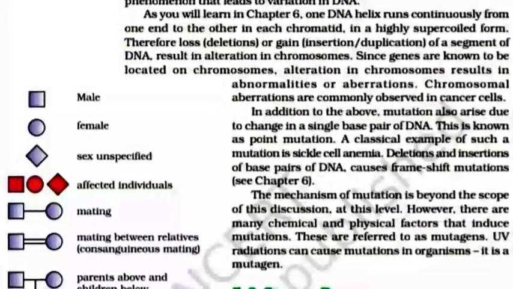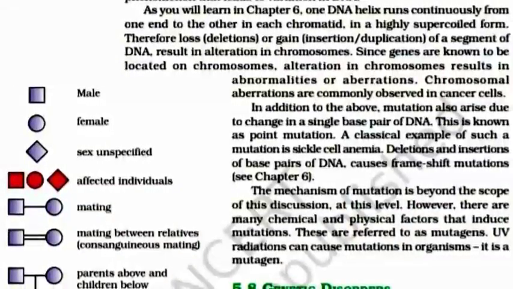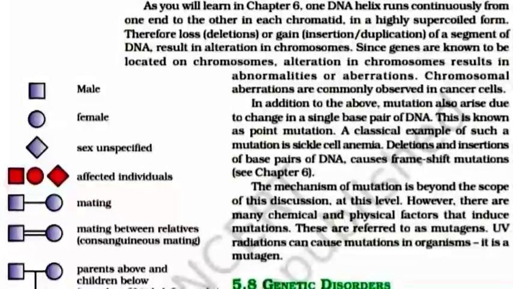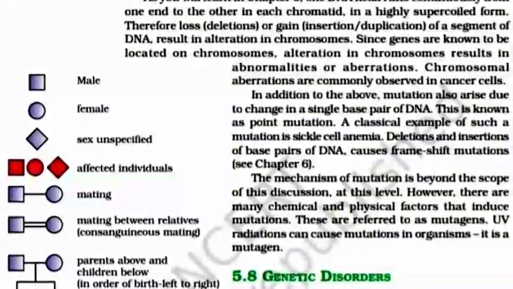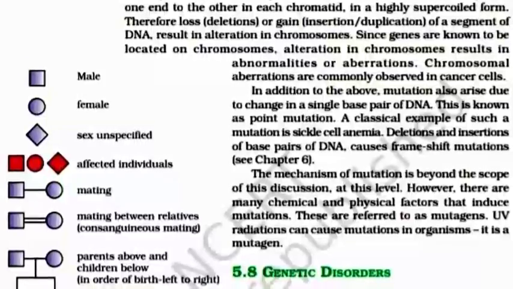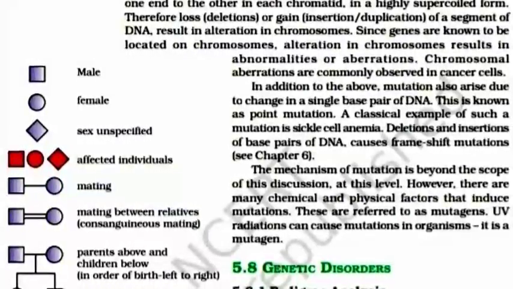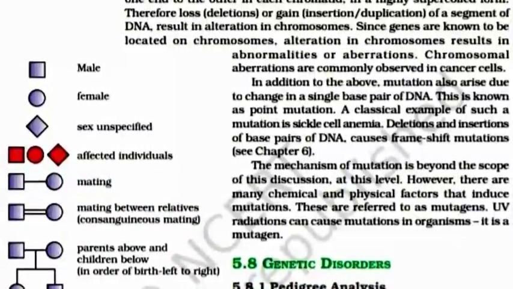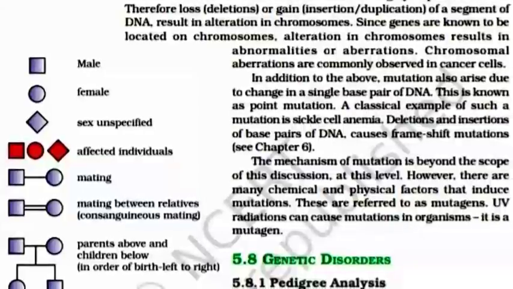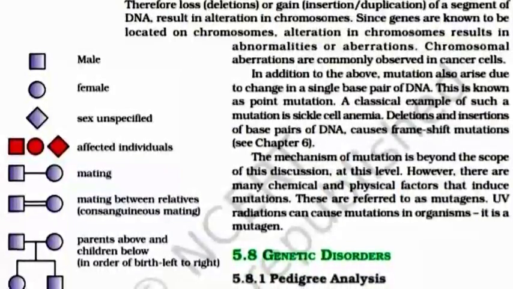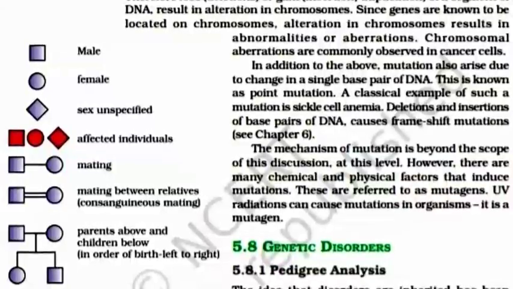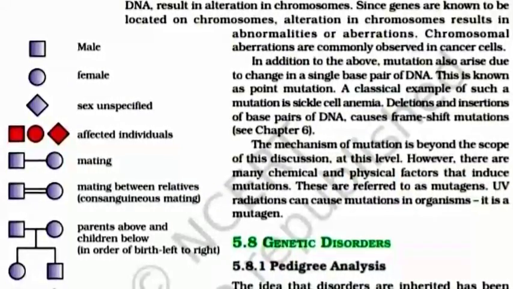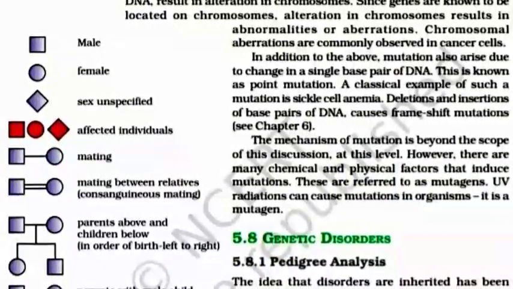Therefore, loss (deletion) or gain (insertion or duplication) of a segment of DNA results in alteration in chromosomes. Since genes are known to be located on chromosomes, alteration in chromosomes results in abnormalities or aberrations. Chromosomal aberrations are commonly observed in cancer cells.